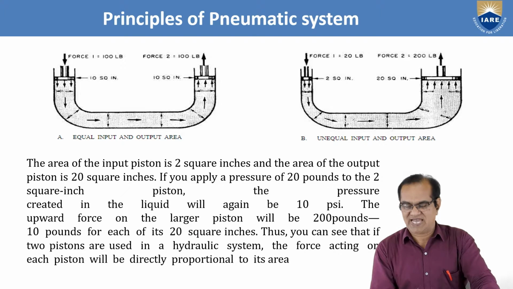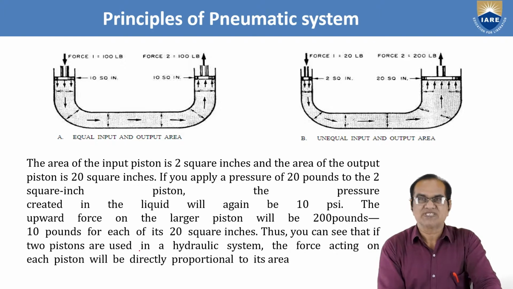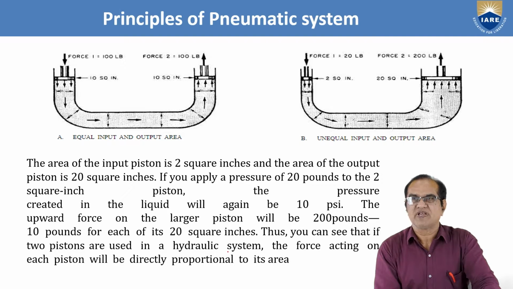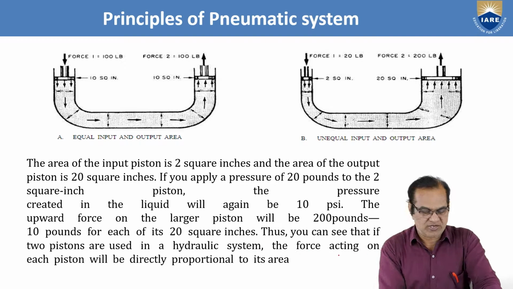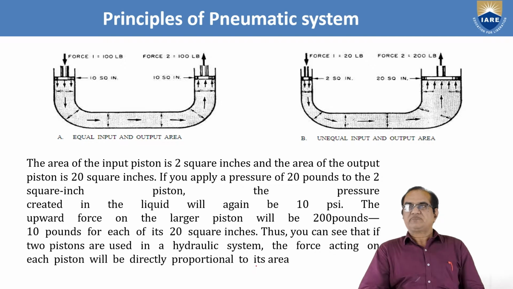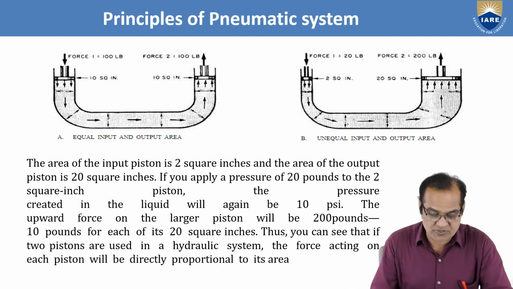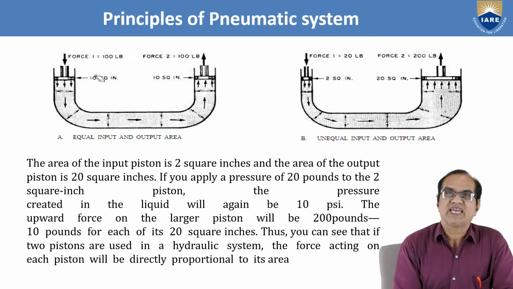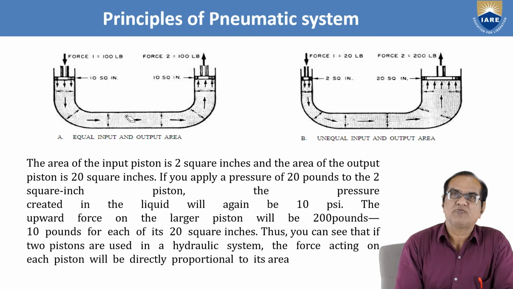Thus, you can see that if 2 pistons are used in a hydraulic system, the force acting on each piston will be directly proportional to its area. So, area matters here. If you see here, in this case, we have equal input and output.